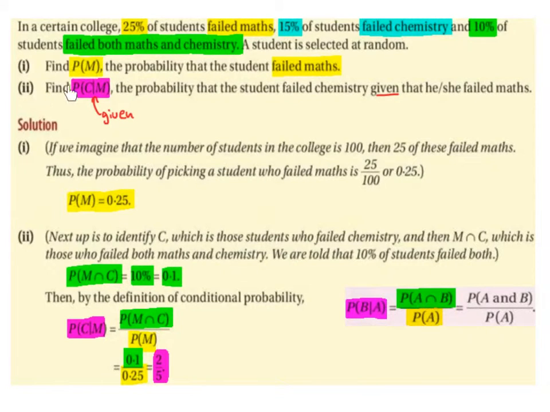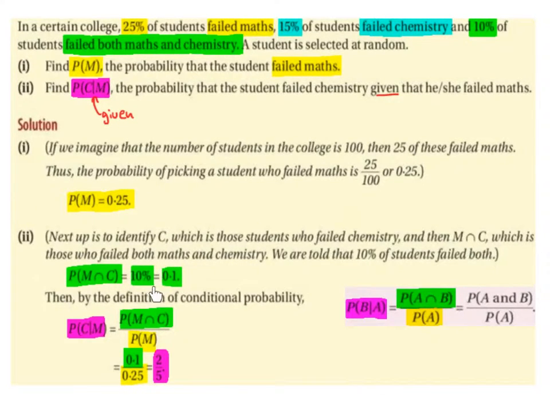Part 2. Find the probability of C given M, which is the probability that the student failed chemistry given that he or she failed maths. So next up is to identify C, which is those students who fail chemistry, and then M intersection C, which is those who failed both maths and chemistry. We are told that 10% of students failed both. So the probability of M intersection C, that the student failed both maths and chemistry, is 10%, which is 0.1.